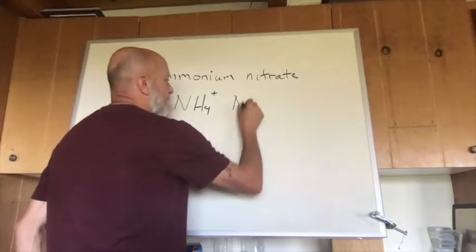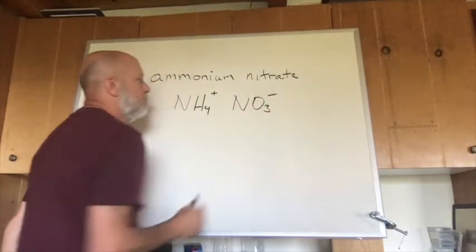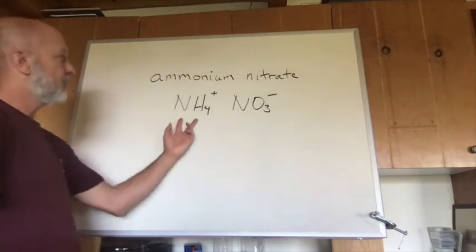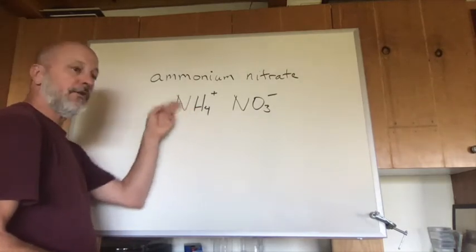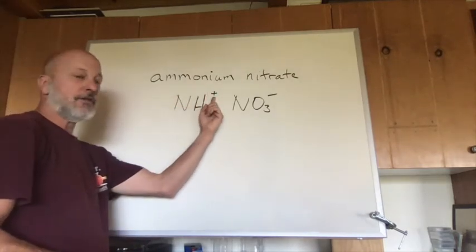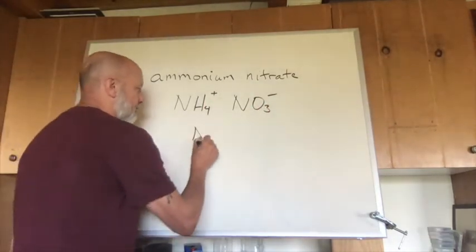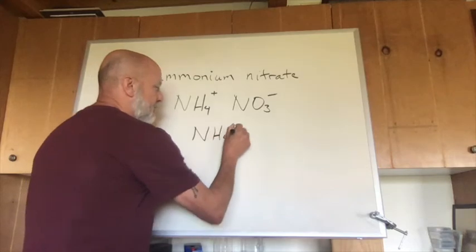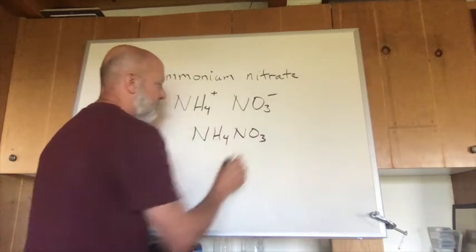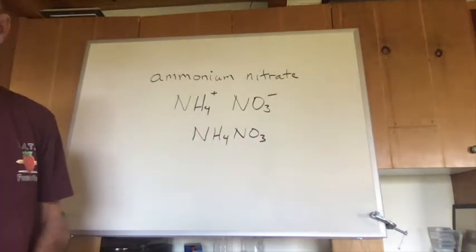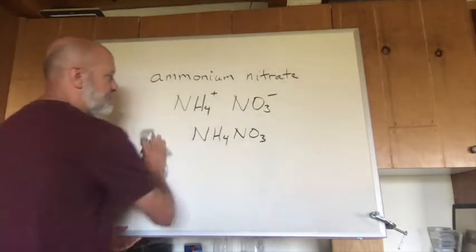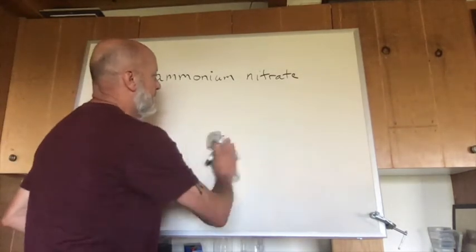And nitrate, NO3 minus. And again, this one, single plus, it's got a lot of atoms in there, but it's got a single plus charge. This one a single minus, so it just combines 1 for 1. The formula for ammonium nitrate, NH4NO3. Now let's look at some different combinations.